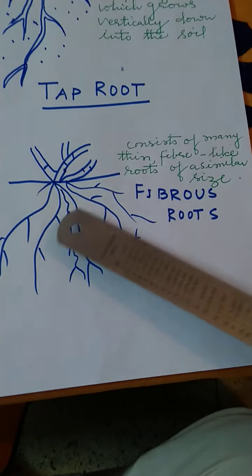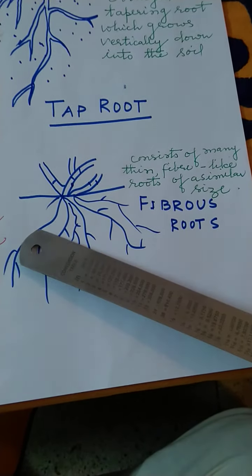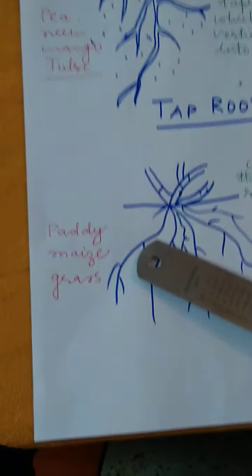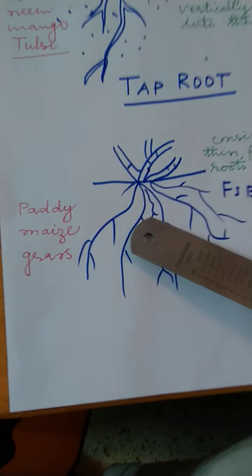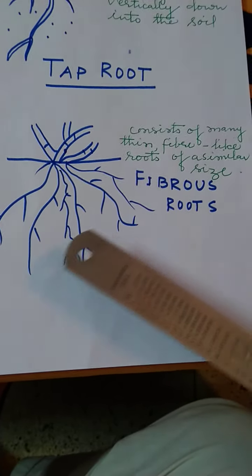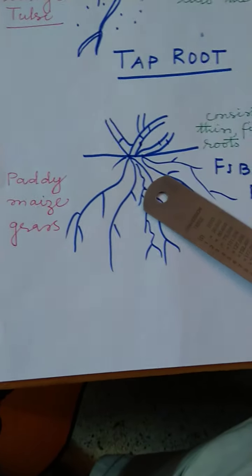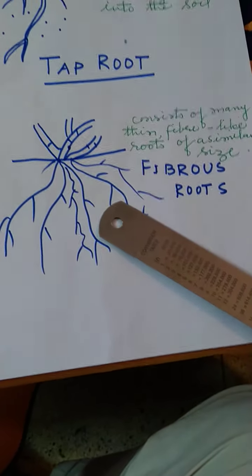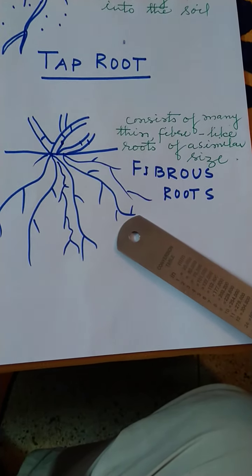Some of the plants having fibrous roots are wheat, paddy, grass, maize, millet, bamboo, sugarcane and sweet potato. So children, here one thing is important to know: all of us know that maize, grass and paddy are monocotyledons, and in monocotyledons we normally get fibrous roots.